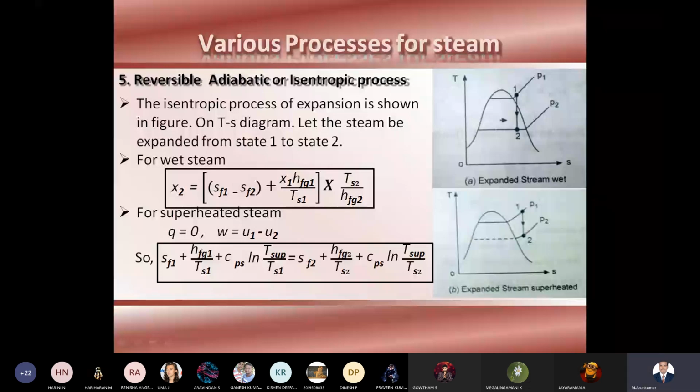So the isentropic process of steam is compared here from this TS diagram. Let the steam be expanded from state 1 to 2. So the steam is expanding, then we can get this TS diagram. Then we can calculate this x2. There is some derivation. If you want, I will derive that. Just wait a minute. There is some derivation, right?